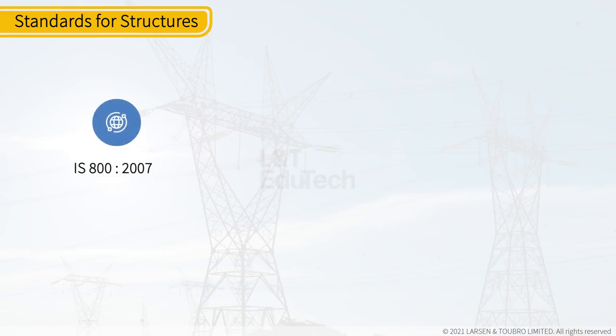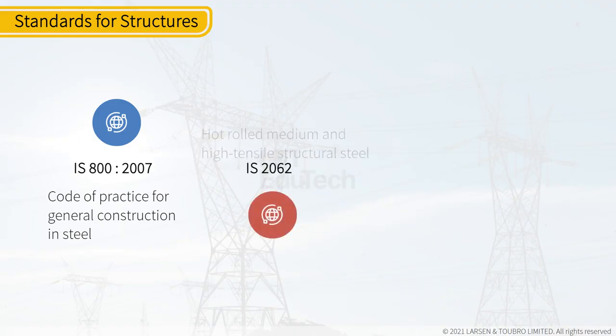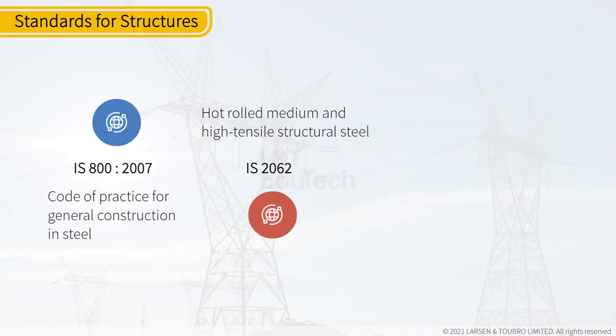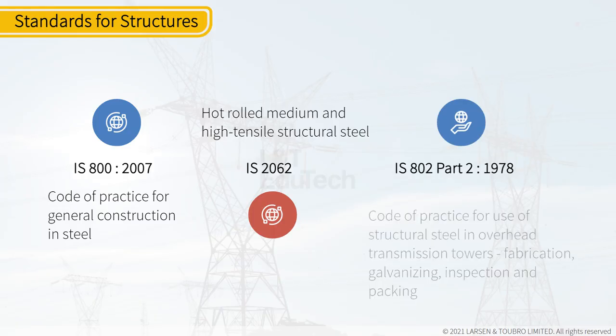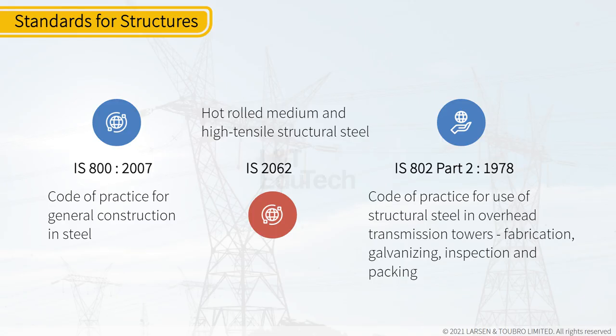IS 800-2007 Code of Practice for General Construction in Steel, IS 2062 Hot Rolled Medium and High Tensile Structural Steel, IS 802 Part 2 1978 Code of Practice for Use of Structural Steel in Overhead Transmission Towers, Fabrication, Galvanizing, Inspection and Packing. Let's learn about the galvanization of structures.